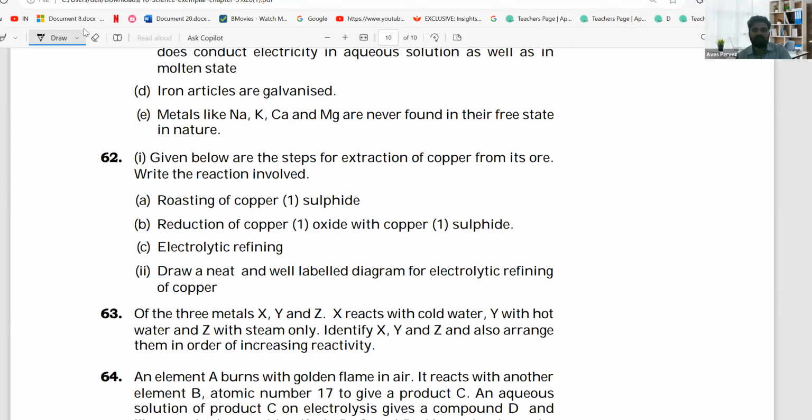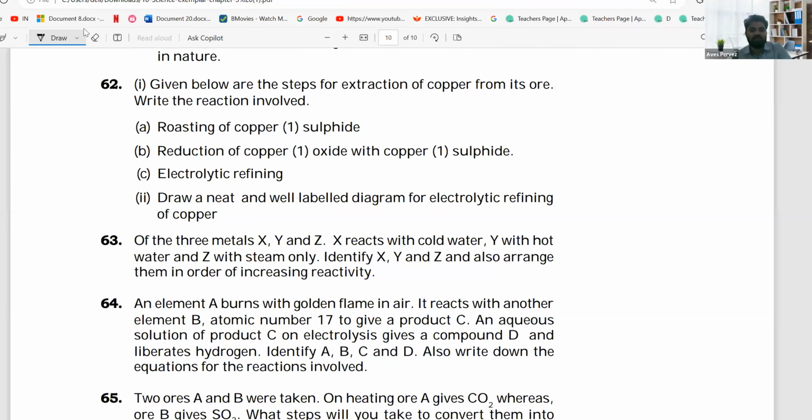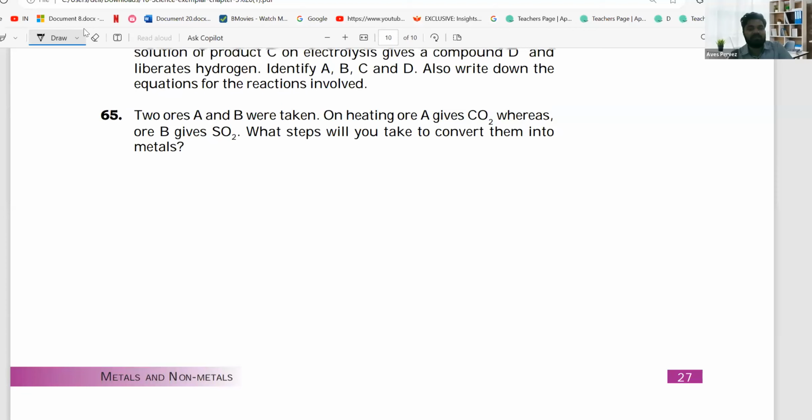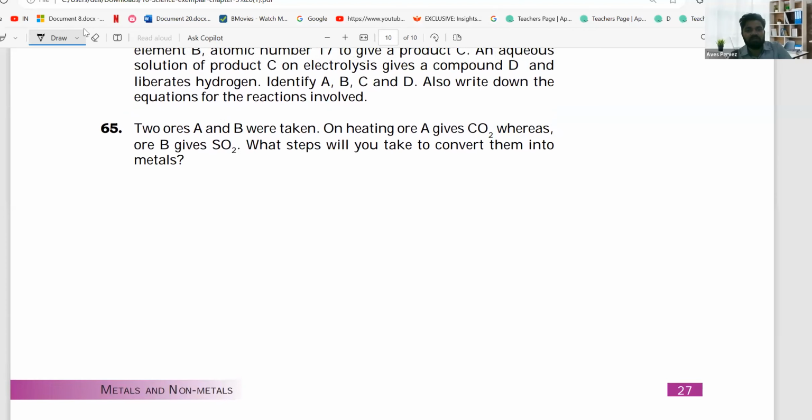Given below are the steps of the extraction of copper from its ore, and we have roasting, which you have done, and electrolytic refining. So these are the steps we have to do. Draw labelled diagrams is being asked, so you need to know how to make the proper diagram. The next one is ore of copper is taken.